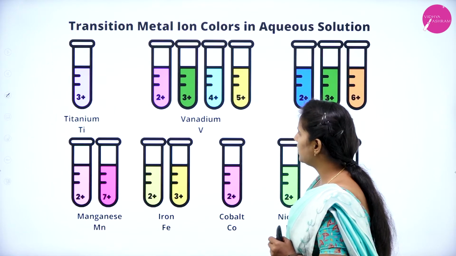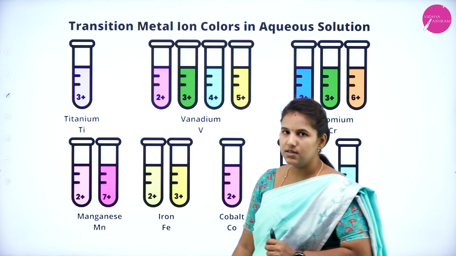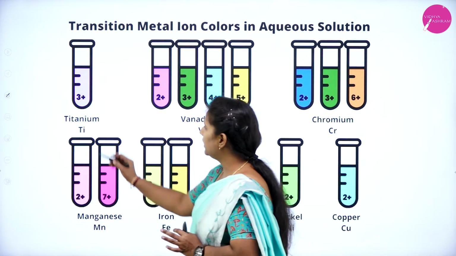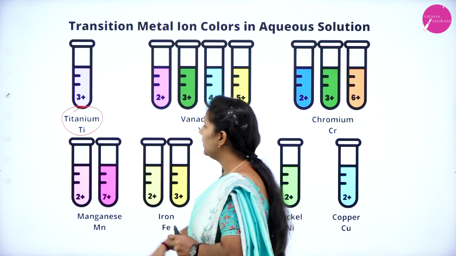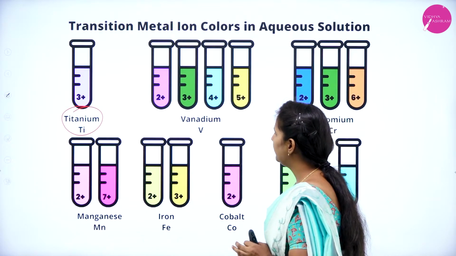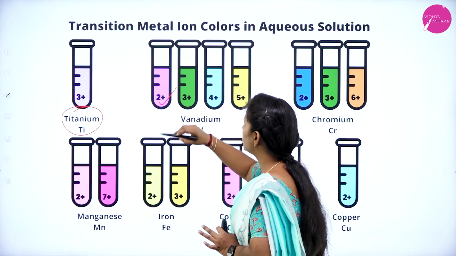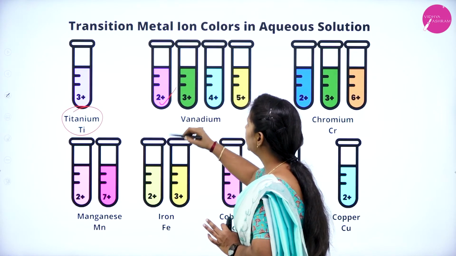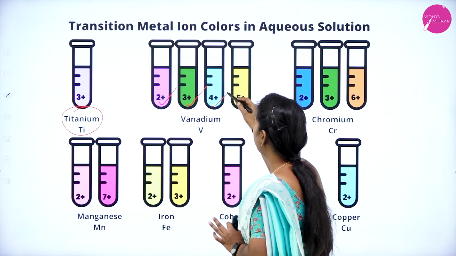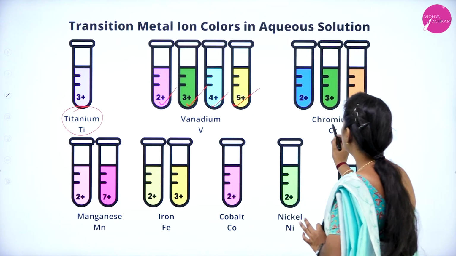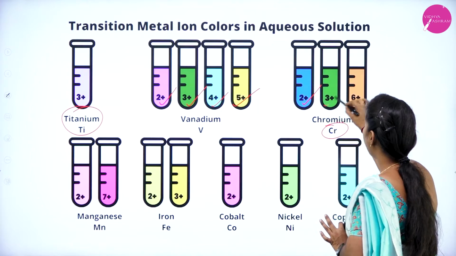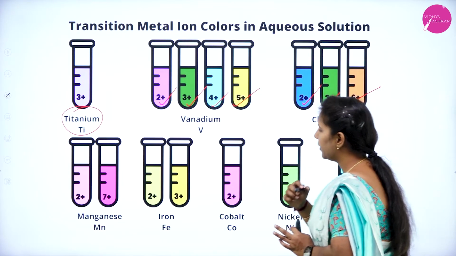We can understand this by looking at the colors in the transition elements. Titanium, if it is in the +3 oxidation state, will be colored. Similarly, vanadium in the +2 oxidation state will be colored, and similarly +3, +4 and +5. Chromium also, in +2, +3 and +6, shows different colors.